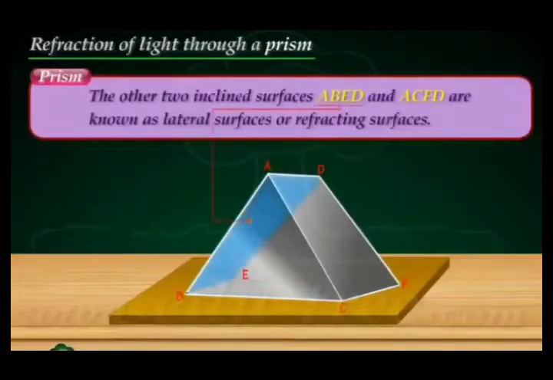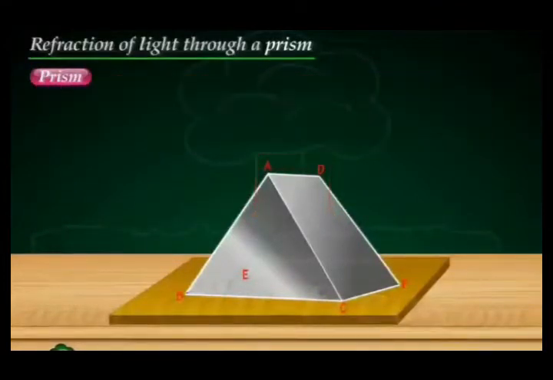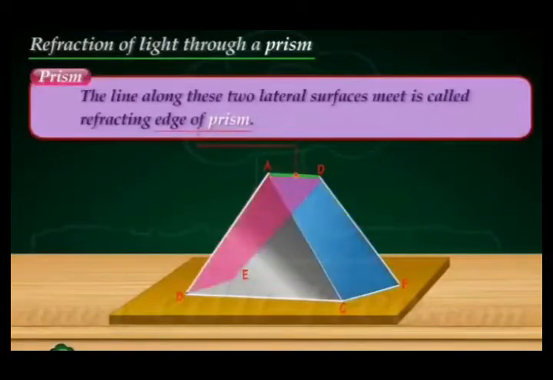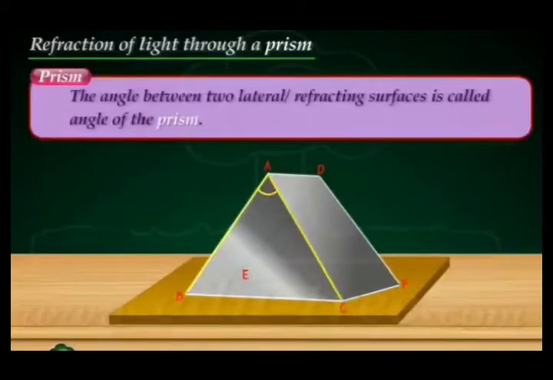The other two inclined surfaces, ABED and ACFD, are known as lateral surfaces or refracting surfaces. The line along which the two lateral surfaces meet is called the refracting edge of the prism. The angle between the two lateral or refracting surfaces is called the angle of prism.